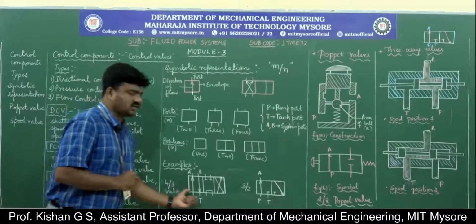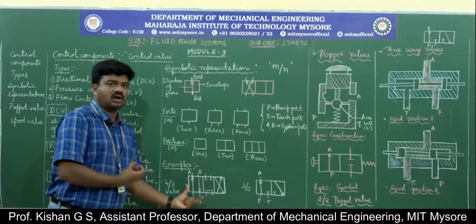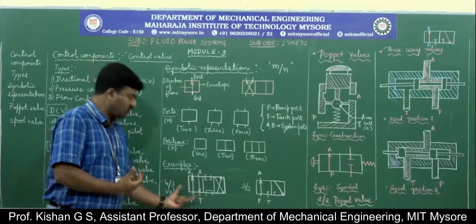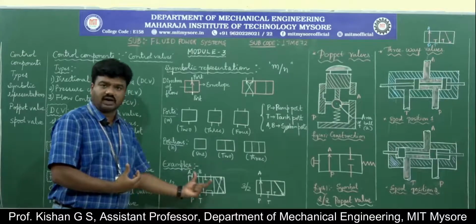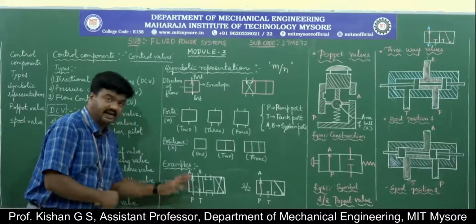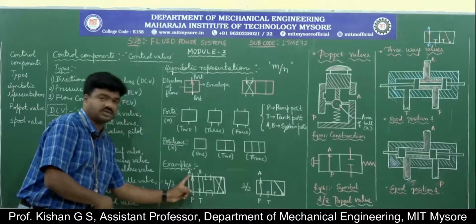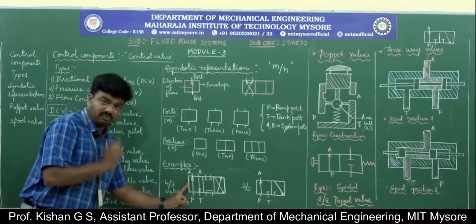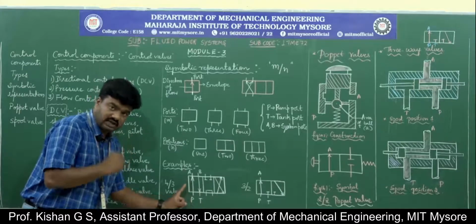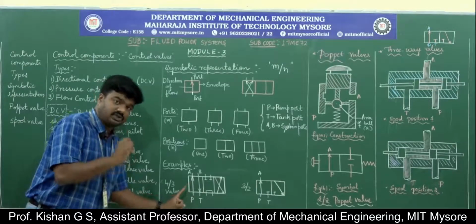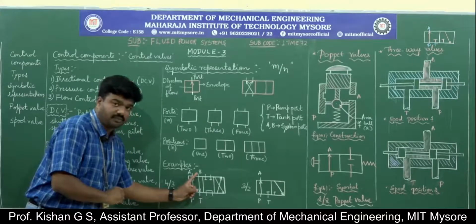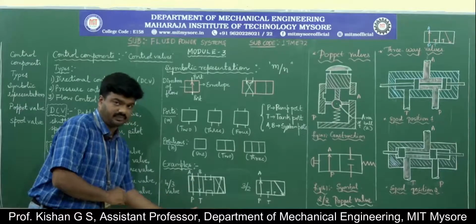So let us now, for the purpose of creating some interest, understand what is happening in this particular type of valve. See here, in the first position, there is a flow from pump port to the system port A. Simultaneously, remember the word simultaneously, at that position itself, there is a flow from port B to tank port T.